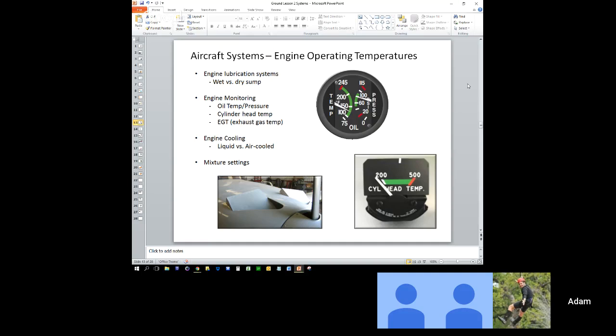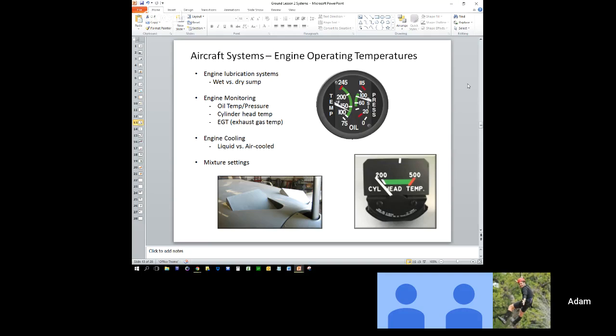We talked a little bit about engine cooling, liquid versus air. I mentioned that there are no radiators on aircraft engines, so the aircraft that we fly are all going to be air cooled. So what does that mean? It means that the air going through the cowling, by virtue of the aircraft actually traveling through the air, is going to provide the necessary cooling for the engine.